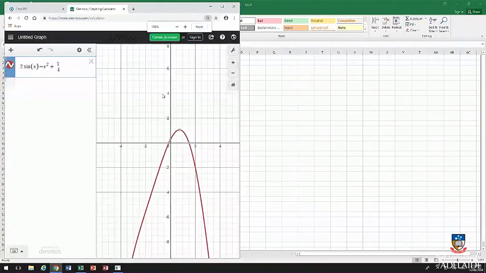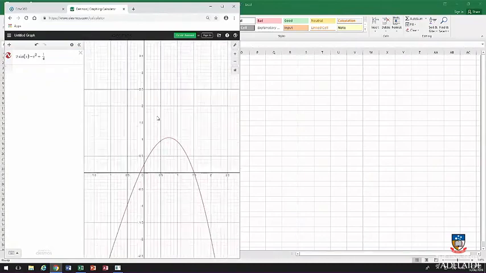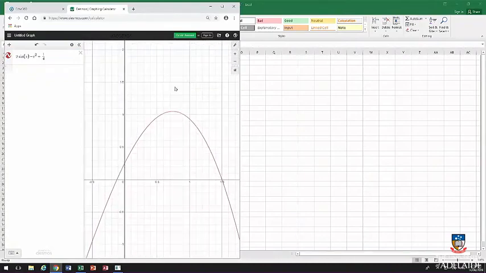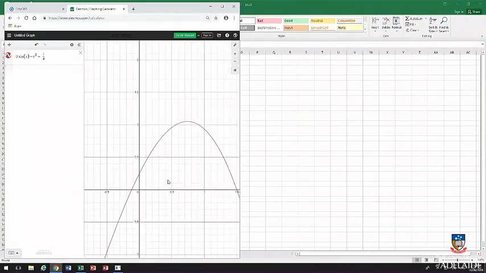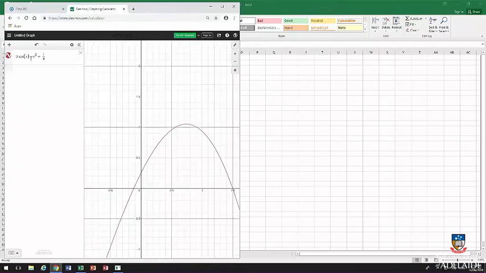Whoa! That's not meeting where I thought it was supposed to meet. Have I written this right? Or is it plus x squared minus a quarter? Have I done something wrong? Why did I get a negative answer then? Two sine x minus x squared plus a quarter.